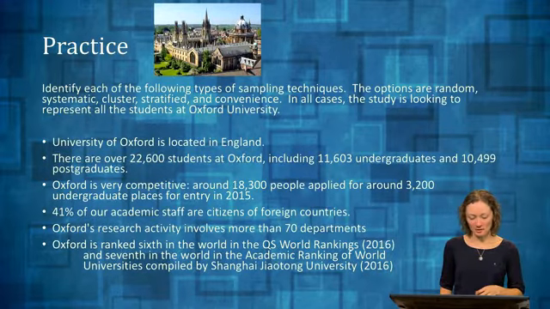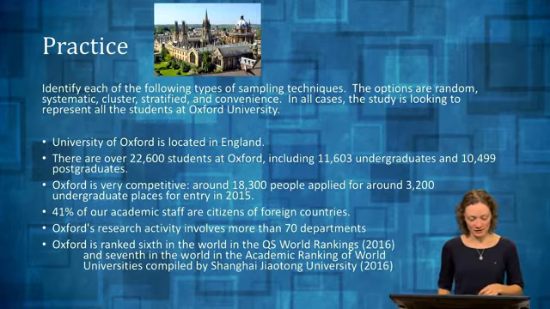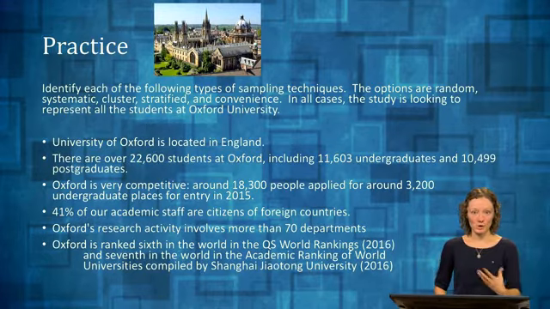About 18,000 people applied for 3,200 undergraduate positions in 2015. 40% of the staff are from foreign countries. How interesting. And Oxford's research involves more than 70 departments, and they're ranked 6th in the world in the QS World Rankings for 2016. So this is just the background, the setup for all of the questions that I'm about to pose in the practice section.